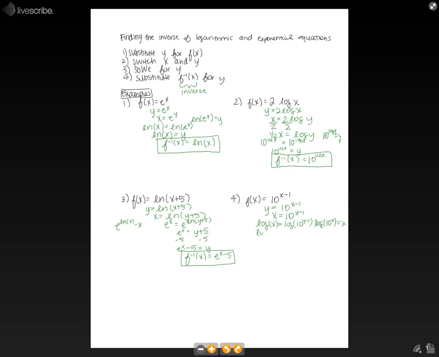Which gives us the log of x is equal to y minus 1. So then we can add 1 to both sides to get the log of x plus 1 is equal to y, and substituting back in, we find that the inverse of 10 raised to the x minus 1 is log of x plus 1.